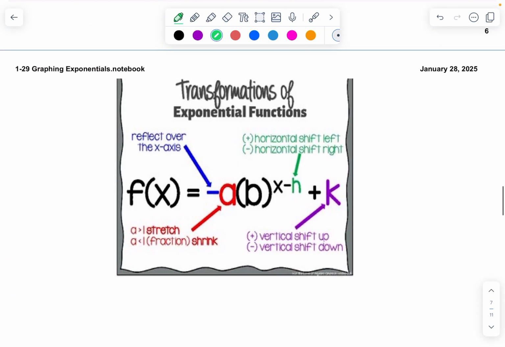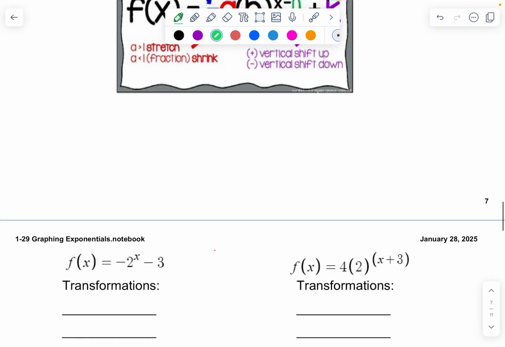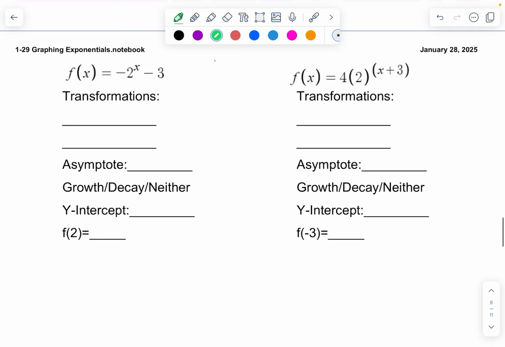All right, again, we're just reviewing our transformations. It's reflected over the x-axis. You have a horizontal shift left-right, vertical shift up-down, and your shrink or stretch is the a. So when we discuss the transformations, we're going to say this one is reflected over the x-axis because that's what the negative is. Reflected over the x-axis. And then the only other transformation is it's shifted down 3.